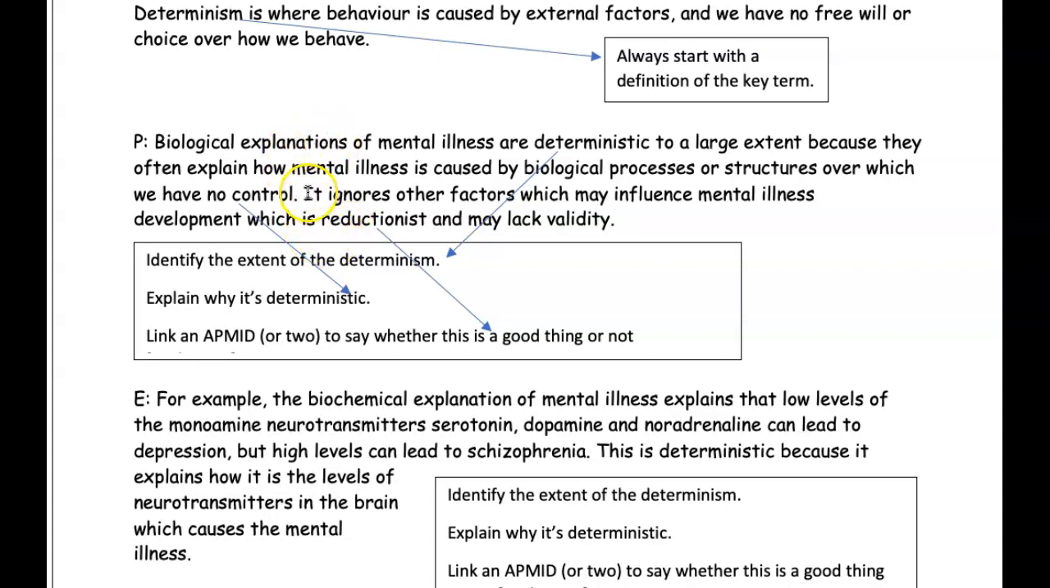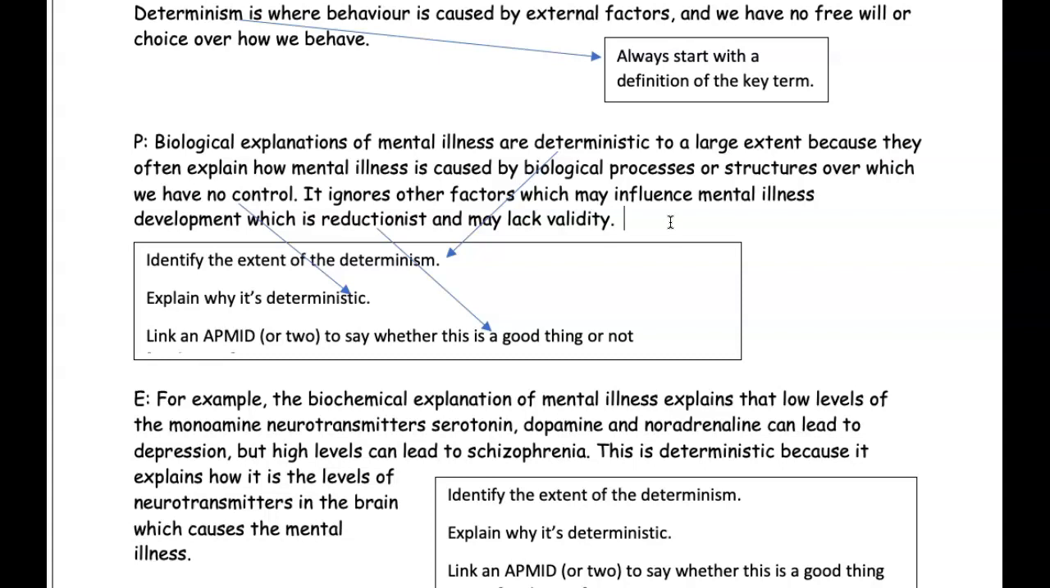Now, this bit here, I would say, is probably the most important part of the whole of this peck, because it's the bit that allows us to evaluate. If we don't get this bit right, then we're snookered, really. It ignores other factors which may influence mental illness development, which is reductionist and may lack validity. So what are we saying? Yes, mental illness explanations are deterministic, and we've explained why. We've identified that. But now we need to say whether that's a good thing or a bad thing.